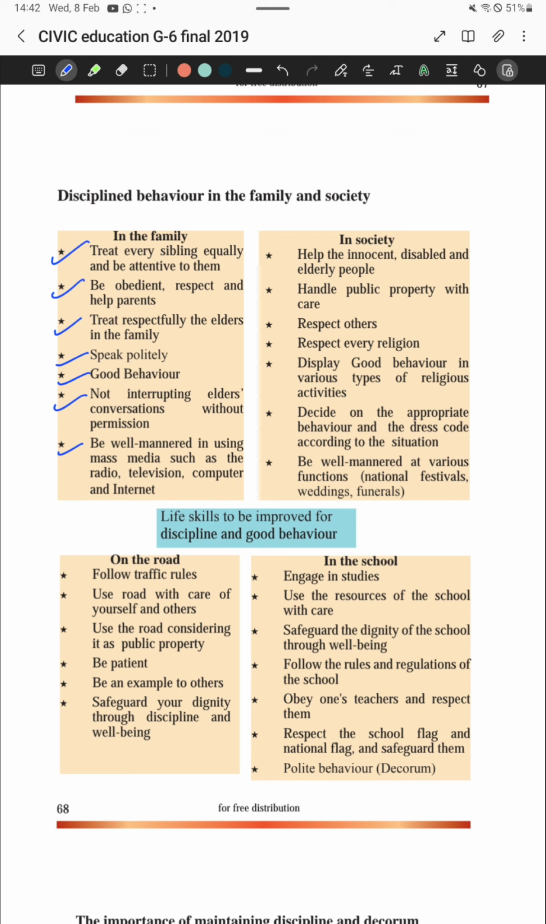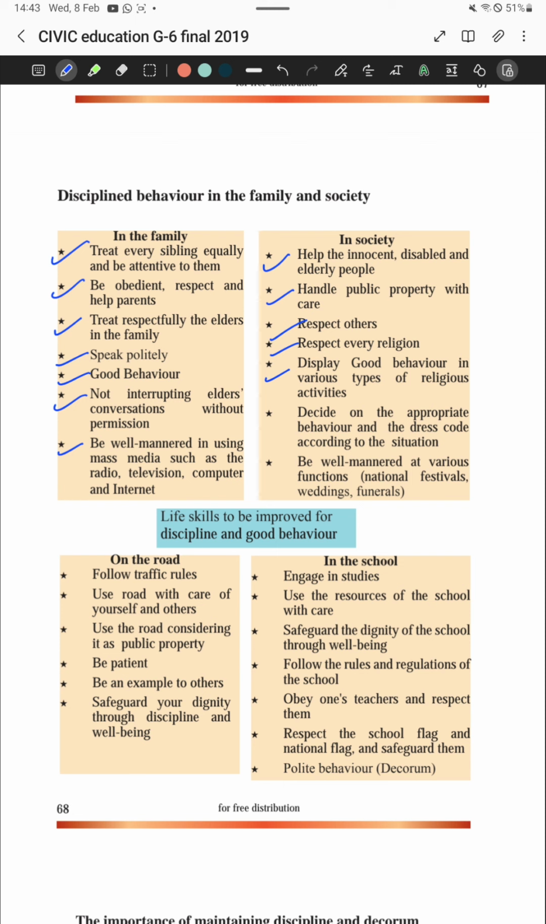And in a society, right, you help others, please help the innocent and disabled and the elderly people, help everybody. That will count for your next life. And handle the public property, right? Don't destroy the public property like bus stands, those things. Don't, how to say that, don't vandalize those things, and respect others, respect every religion, right? Highly needed in a society. And display good behavior in various types of religious activities. Honor or respect all the religions, right?